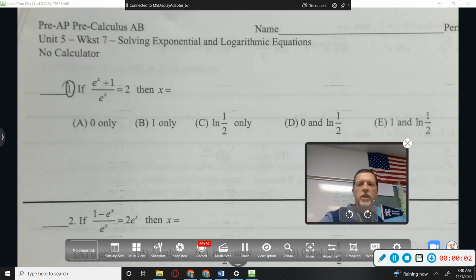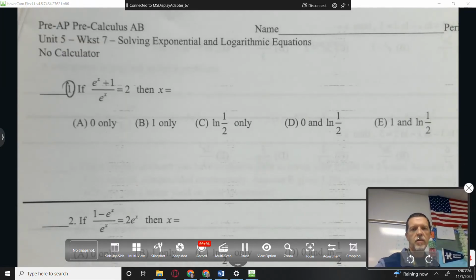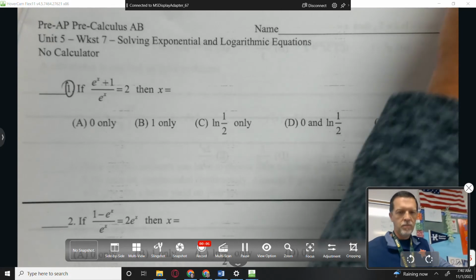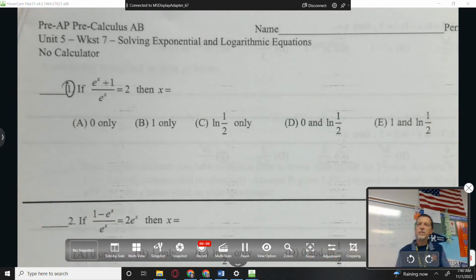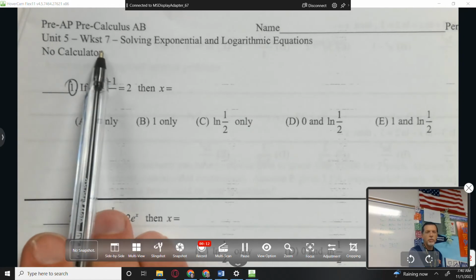There aren't really notes today. In fact, there aren't notes today. There's no really or caveats about it. There's no notes today. All we're going to do is work some of worksheet 7 together.